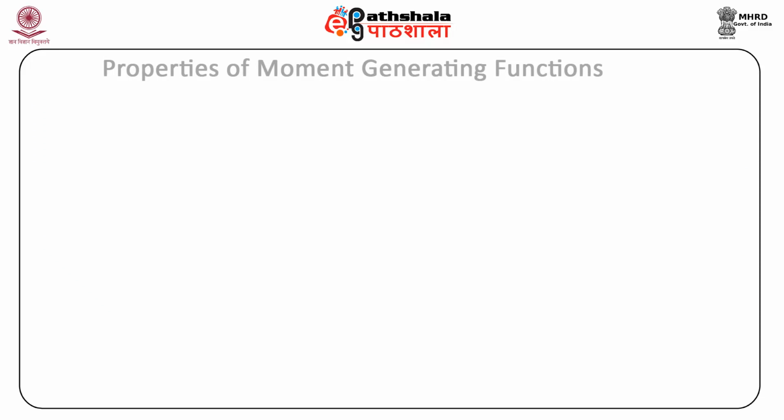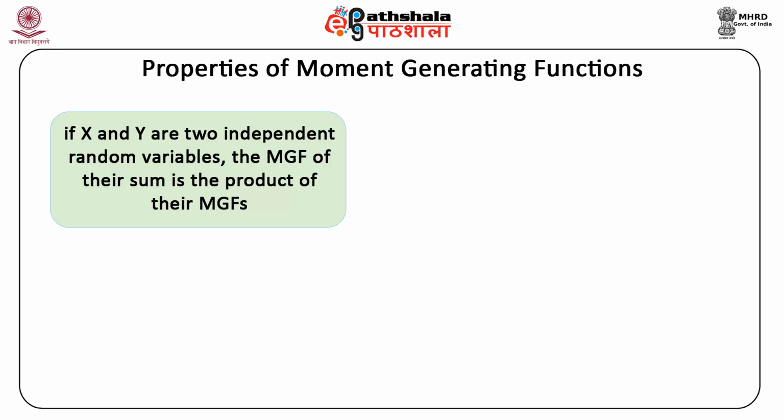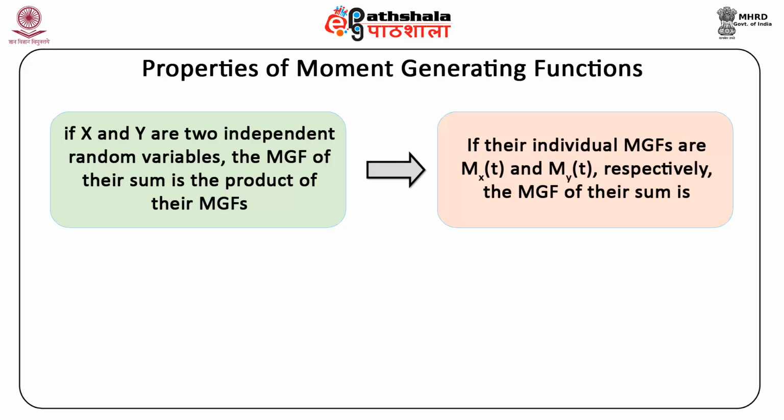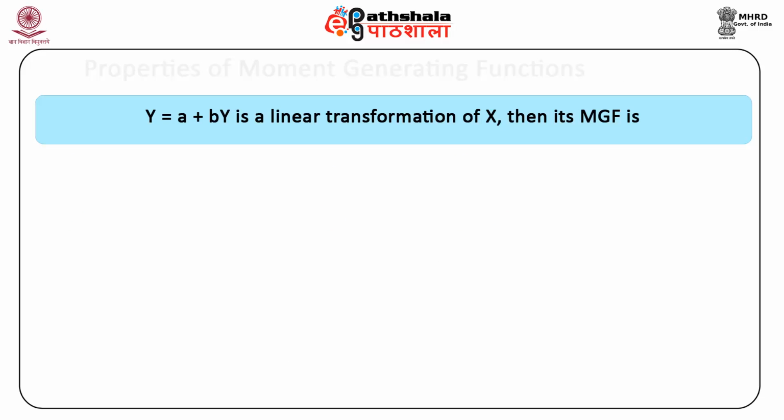Properties of moment generating functions. First, if x and y are two independent random variables, the MGF of their sum is the product of their MGFs. If the individual MGFs are M_X(t) and M_Y(t) respectively, the MGF of their sum is M_{X+Y}(t) = E[e^(t(x+y))] = E[e^(tx) · e^(ty)] = E[e^(tx)] · E[e^(ty)] from independence, which is equal to M_X(t) · M_Y(t).